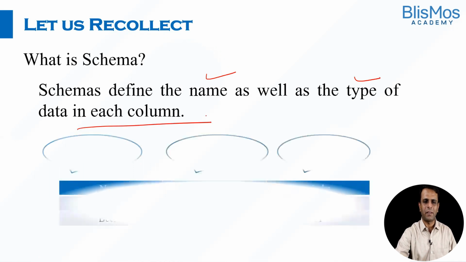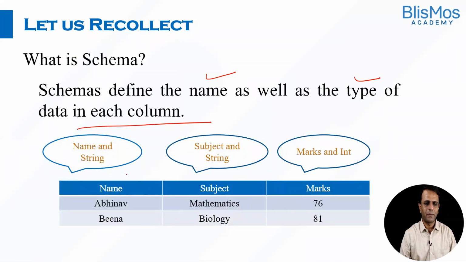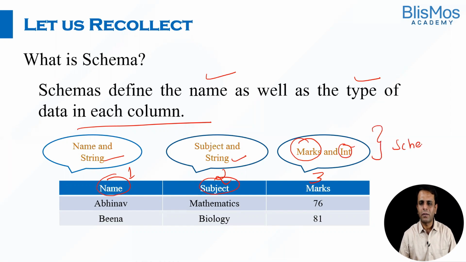Let us take an example here. In this case, we have 3 columns, 1, 2 and 3. This particular column has a name and the type is string. For this particular column, subject is the column name and string is also the data type. And the third column, the name of the column is marks and the data type is int. So this is what we can call a schema. I hope that was a good revision.